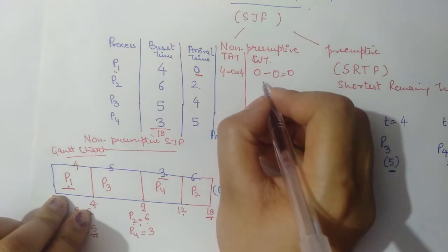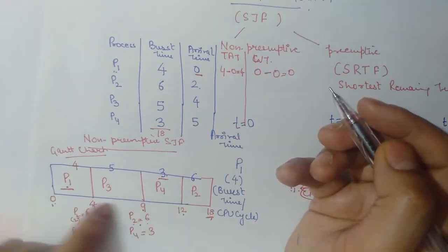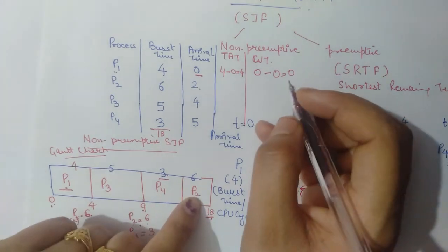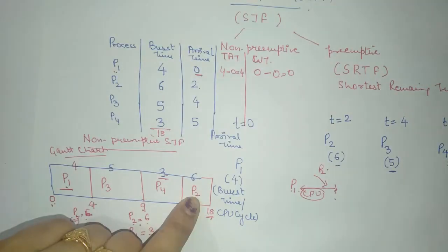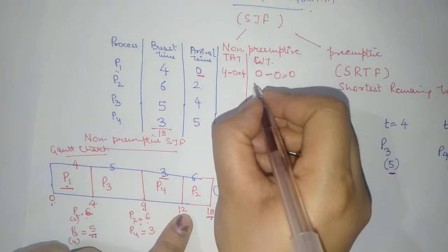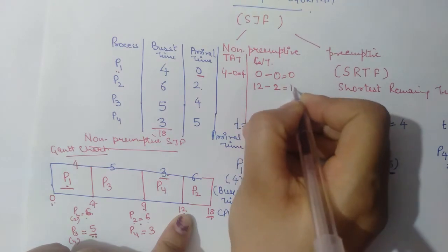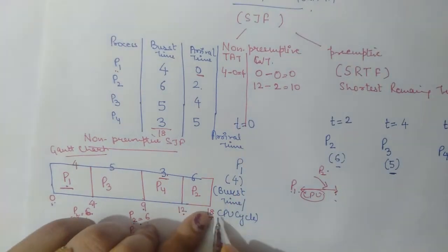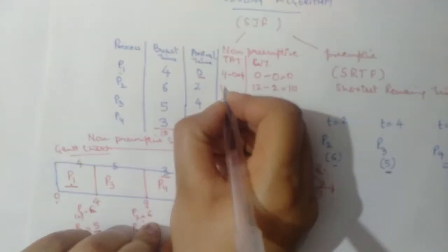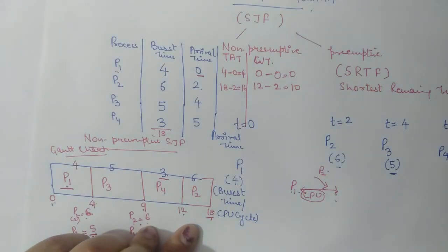Now see the waiting time of process number 2. The waiting time of process number 2 is 12 minus its arrival time, which is 2, so 10. Its turnaround time is 18 minus its arrival time, which is 16.